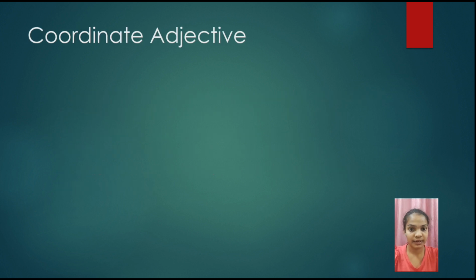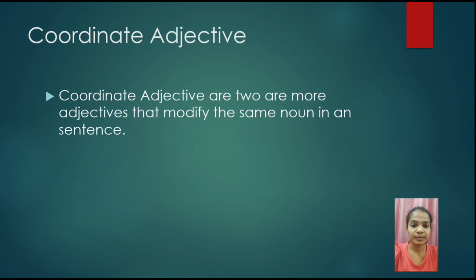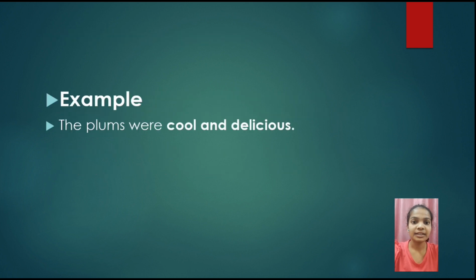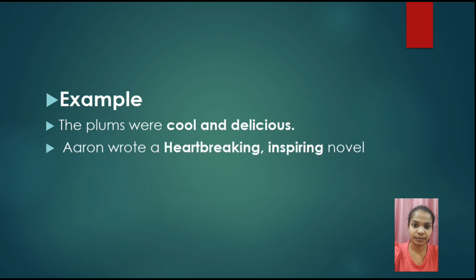Coordinate adjective. Coordinate adjectives are two or more adjectives that modify the same noun in a sentence. Coordinate adjectives can be separated by commas or by the conjunction and. Example: the palms were cool and delicious. Aaron wrote a heartbreaking, inspiring novel.